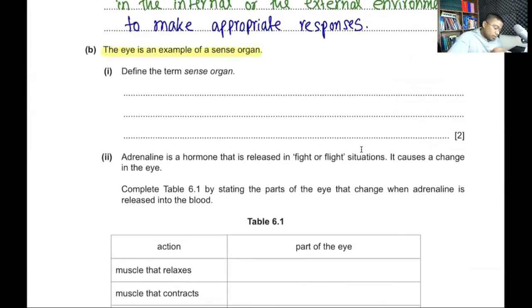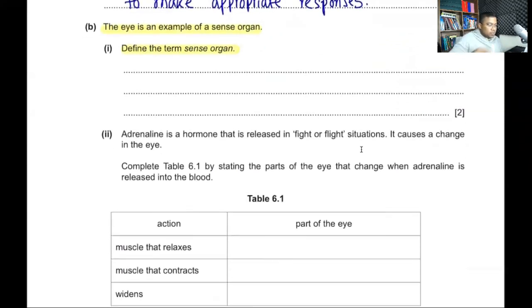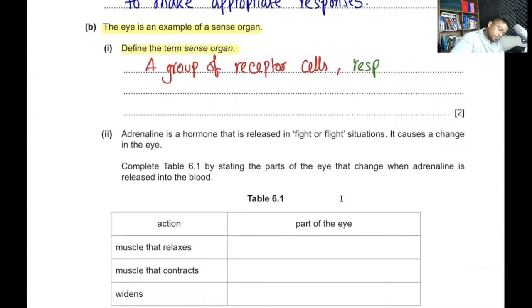The eye is an example of a sense organ. Define the term sense organ. So sense organs are basically a group of receptor cells responding to a specific stimulus.